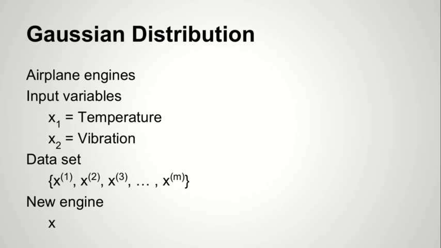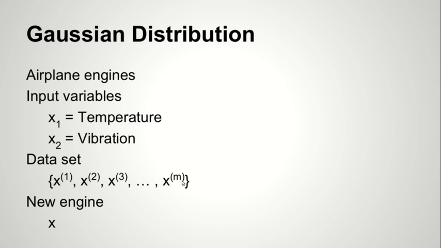So I'll give you a more detailed example to be able to explain the Gaussian distribution and how this works. So let's say we are manufacturers of airplane engines, and we have data about these engines' temperature and vibration, and we have a set of observations or events, and they will be named x1, x2, and so on until xm, where m is the size of our sample.